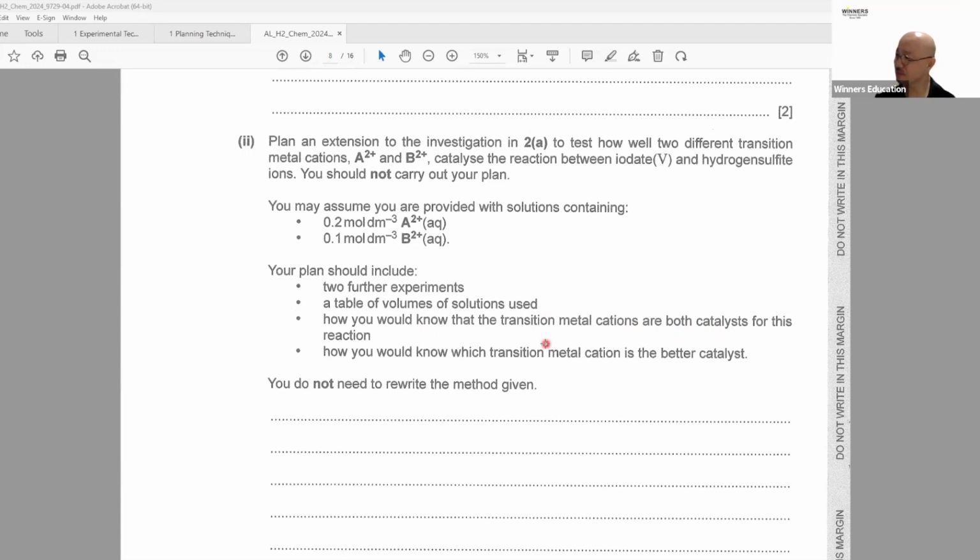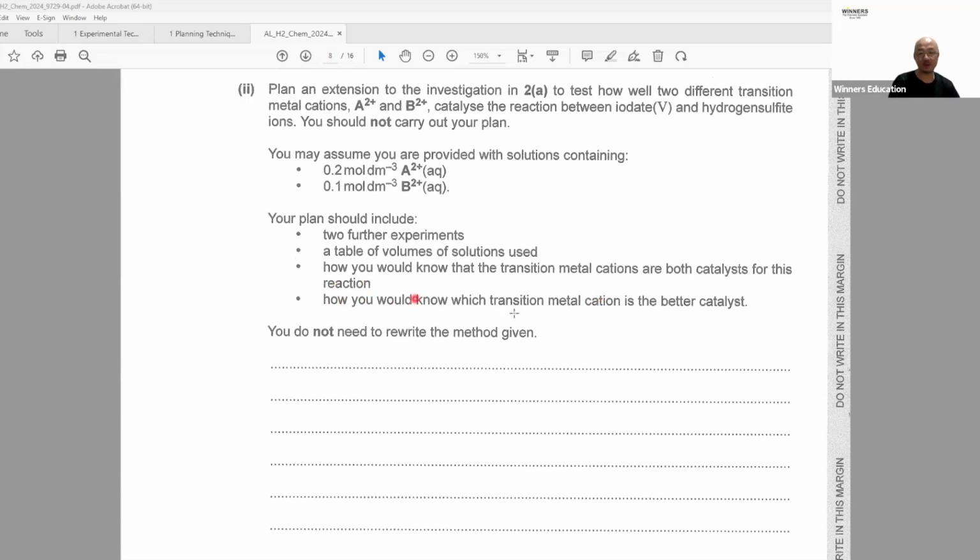Because it takes a shorter time. Makes sense? Whatever reaction, right? It takes a shorter time. Again, it's the dumb answer, the one that we normally write in the practical theory paper. Give them a very, very simple answer. Don't overthink too much. How will you know which transition metal is the better catalyst? Of course, the time.